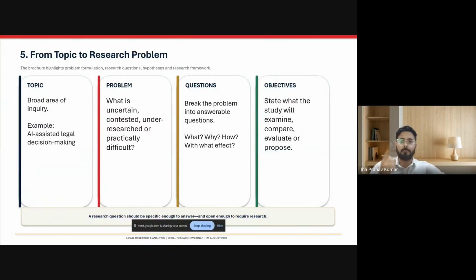Research includes topic, which you have already chosen. Problem, you need to identify the problem. Research question is very important. Ideally, the research question is derived only from the research problem. Okay? And number four is the objective. Research objective is very important. These four things will help you to actually frame your whole research.